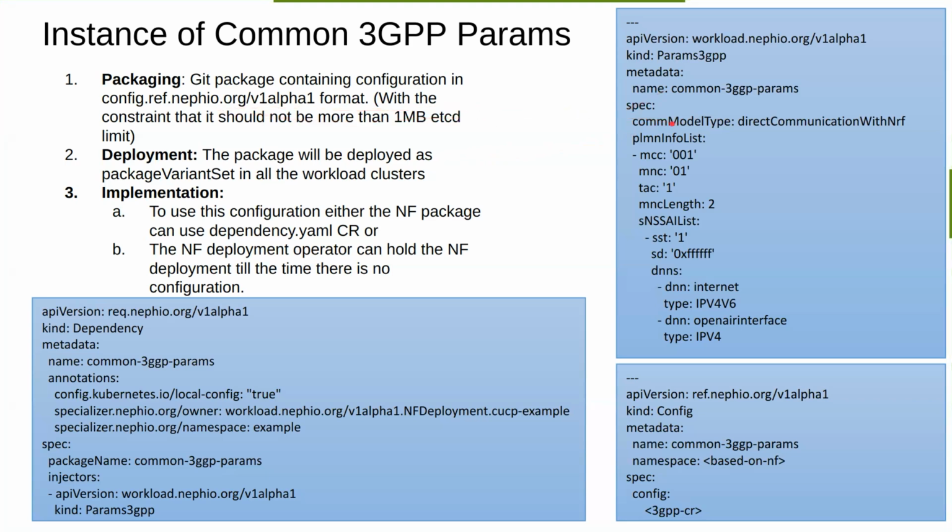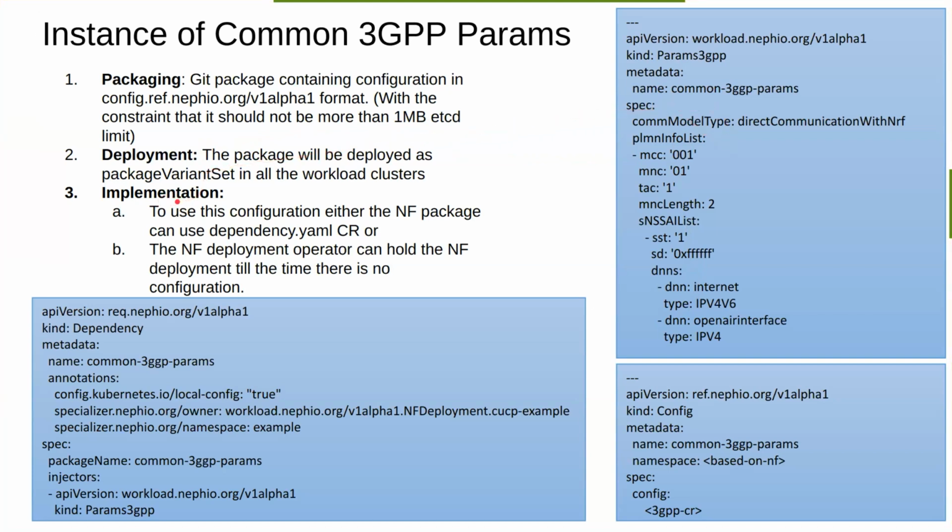But with this, there's a limitation we all have to remember: I think the etcd limit is 1 MB, so it cannot go more than that. If we have this kind of common configuration, we will have a limit of 1 MB in etcd, so we remember this. Then for the deployment, we deploy it using a package variant set, because the same configuration will be used by multiple NFs, meaning more than 2 NFs. So it will go to different clusters, and in different clusters, it will be applied in different namespaces.